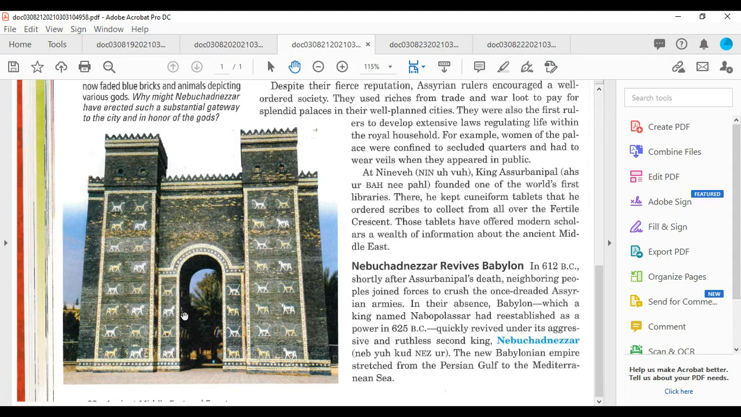Nebuchadnezzar revives Babylon. In 612 BC, shortly after Ashurbanipal's death, neighboring peoples joined forces to crush the once dreaded Assyrian armies. In their absence, Babylon, which a king named Nabopolassar had reestablished as a power in 625 BC, quickly revived under its aggressive and ruthless second king, Nebuchadnezzar. The new Babylonian Empire stretched from the Persian Gulf to the Mediterranean Sea.